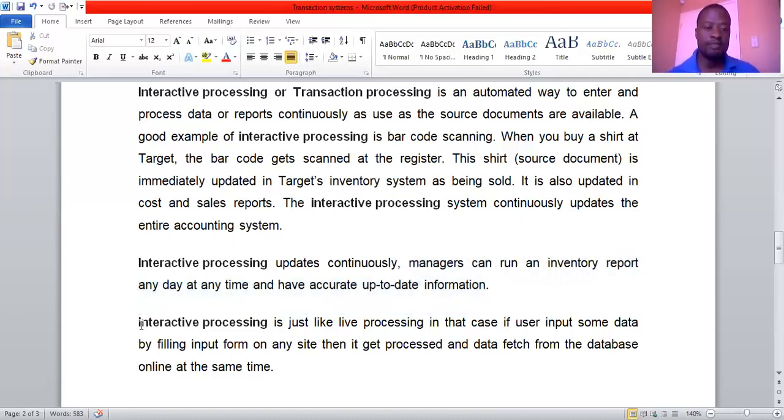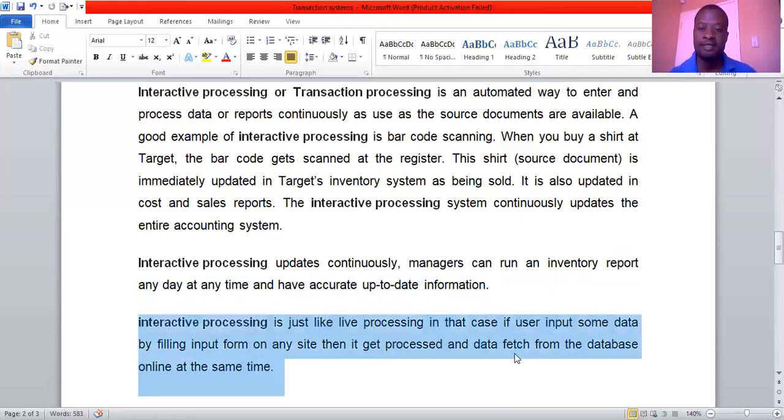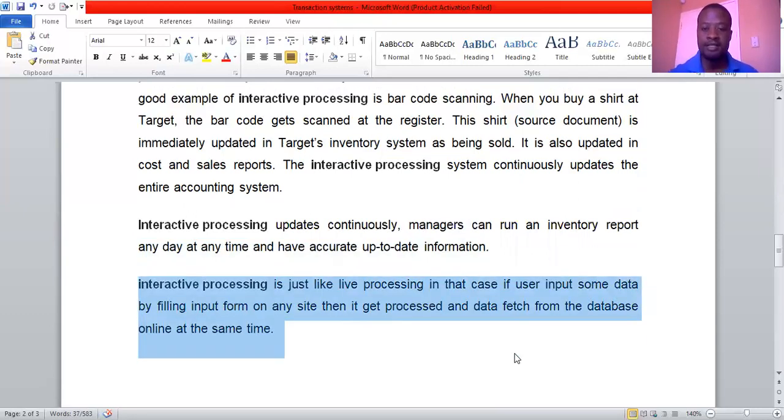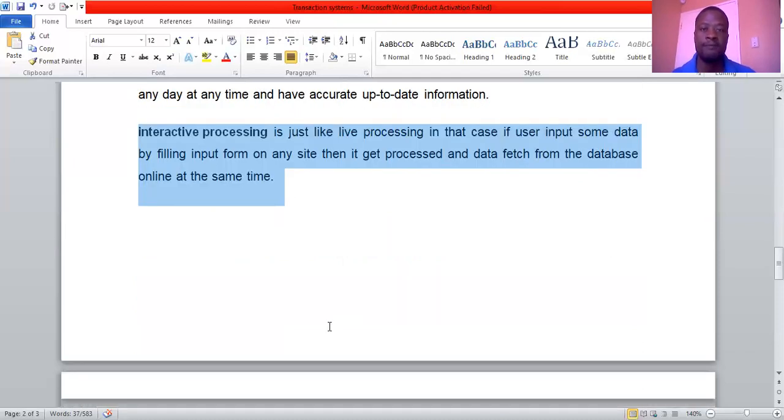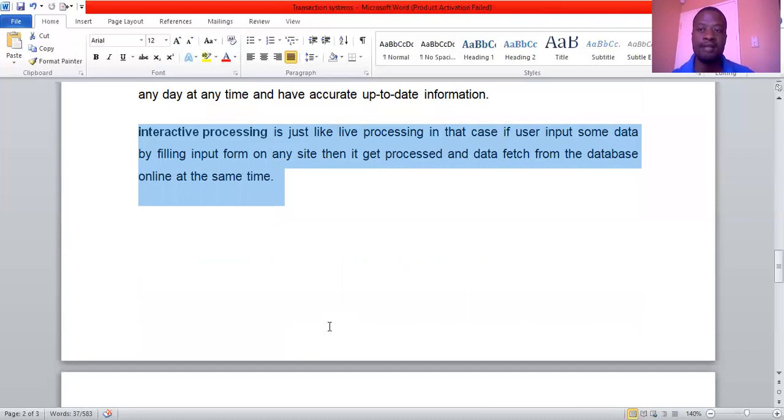The interactive processing system is just like live processing of data. In that case, if a user inputs some data by filling an input form on a site, it gets processed, and data is fetched from the database online at the same time. I think this is well understood, as it was already said earlier. The process is done right on the spot. You don't have to wait for it.